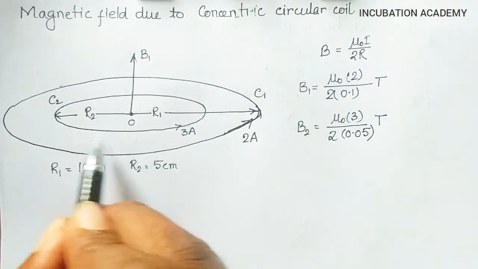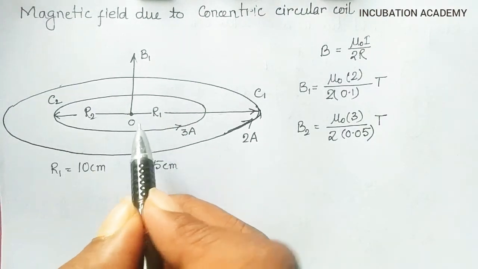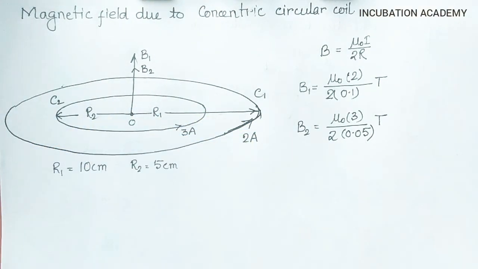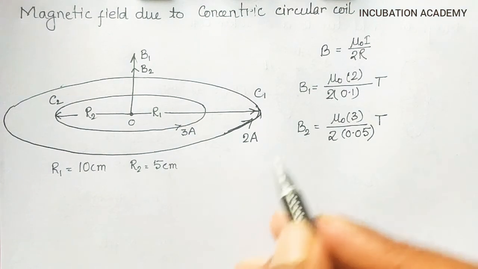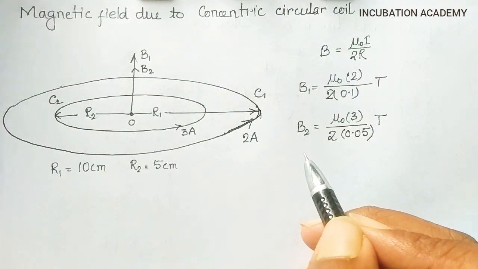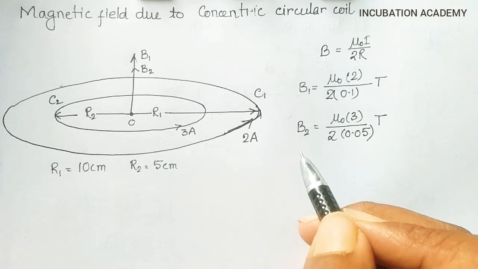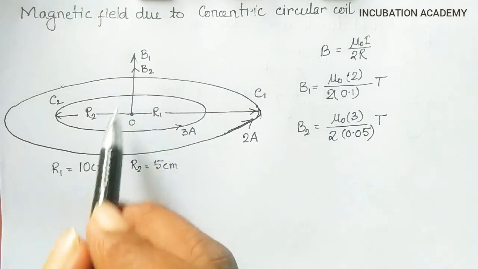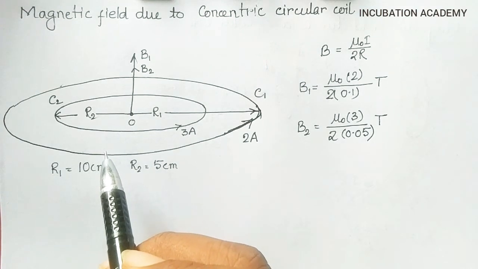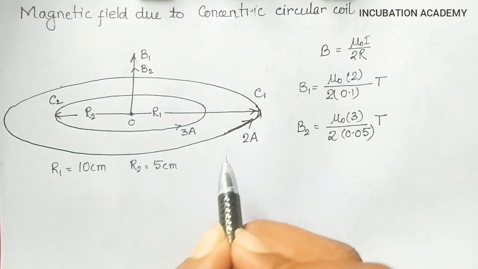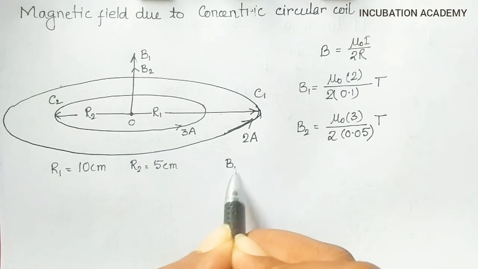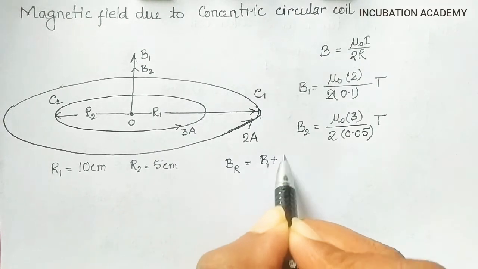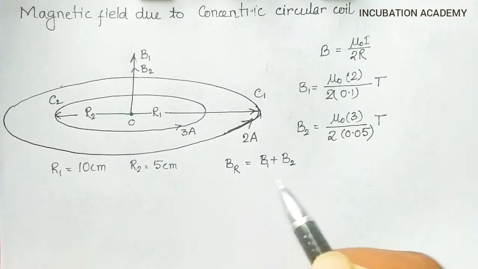In the coil 2, the current flow is also in the same direction, so B2 will also be in the same direction as that of B1. So if I try to find out the direction of the resultant magnetic field, we can say that it is upwards and perpendicular to the plane of the loop. So what is the magnitude? Magnitude can be easily found by BR equal to B1 plus B2.